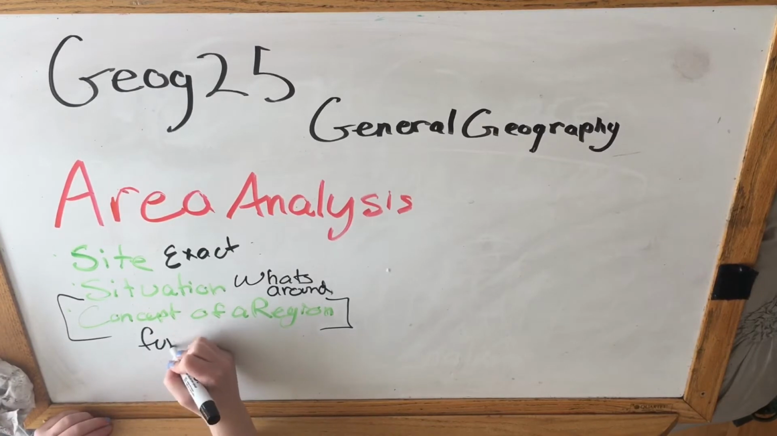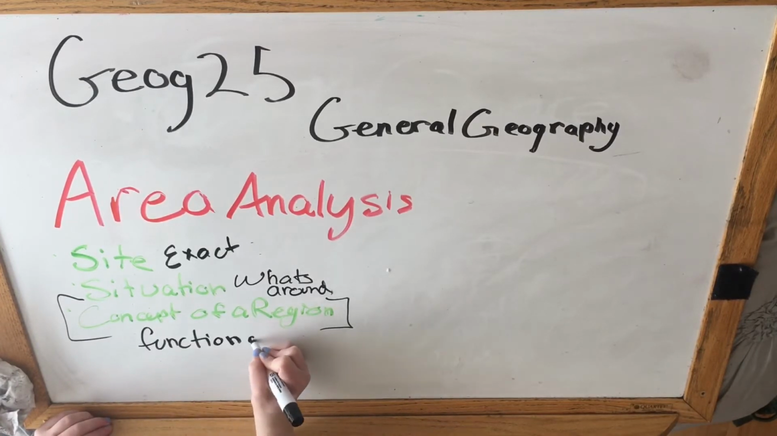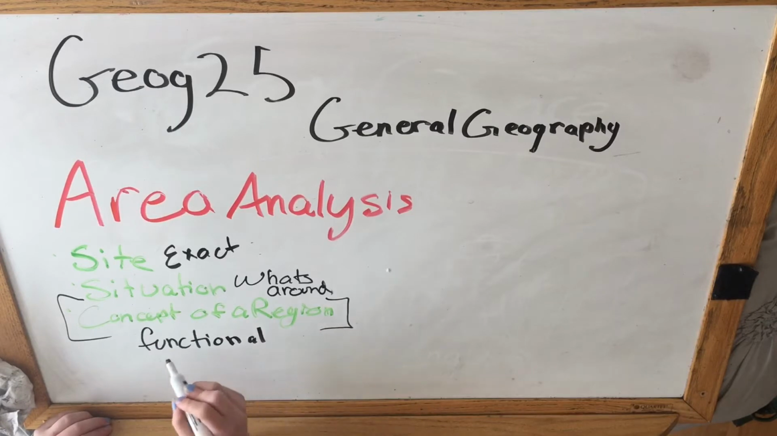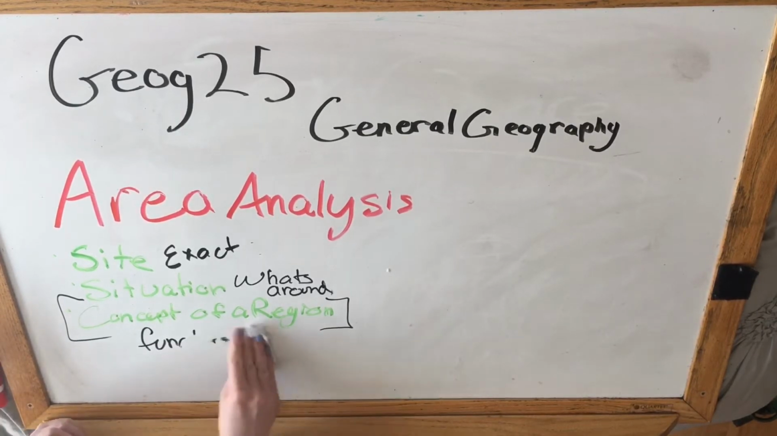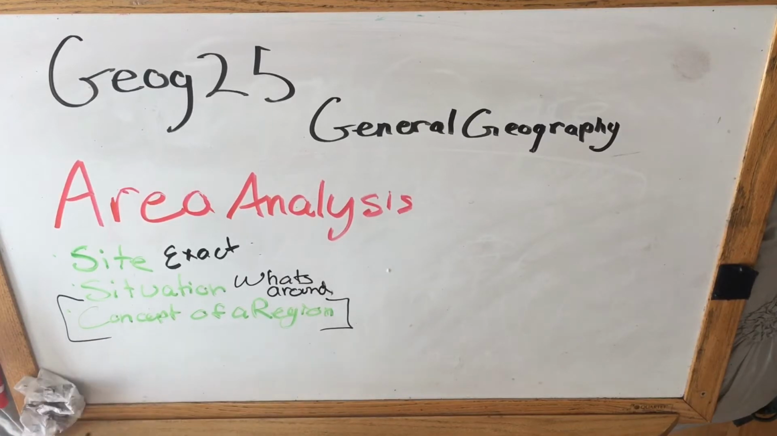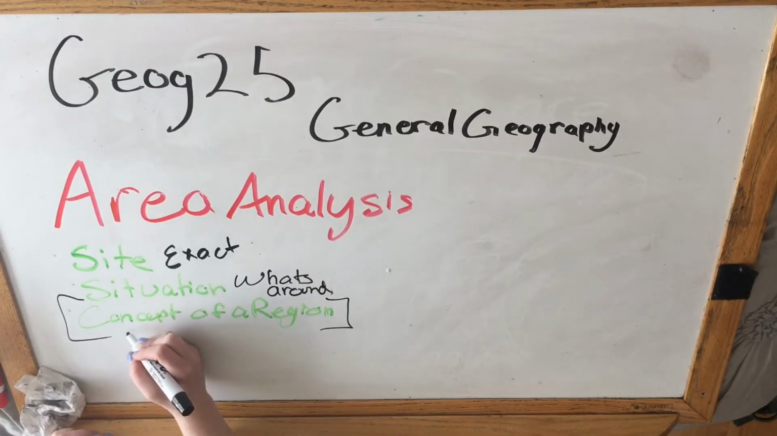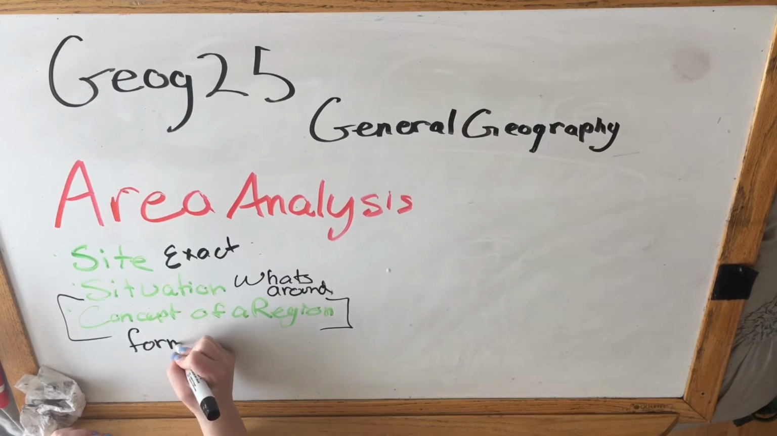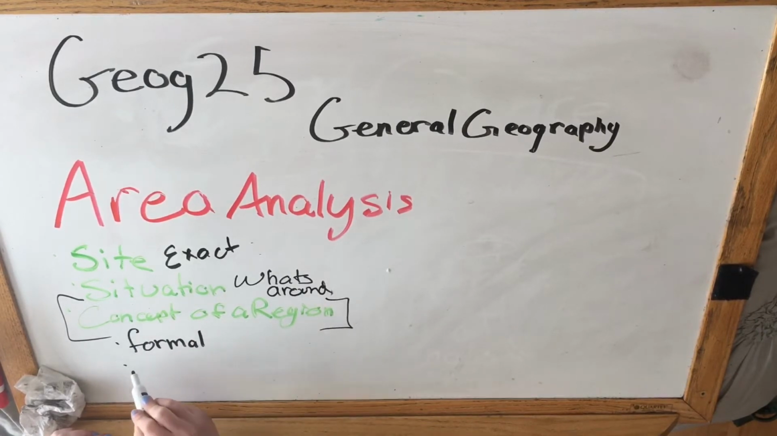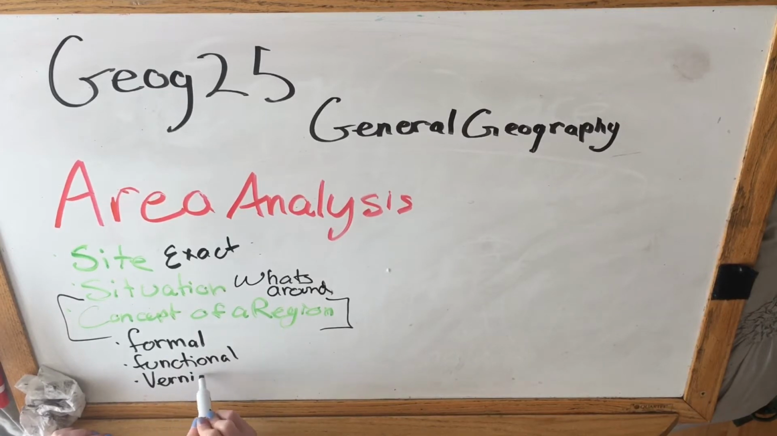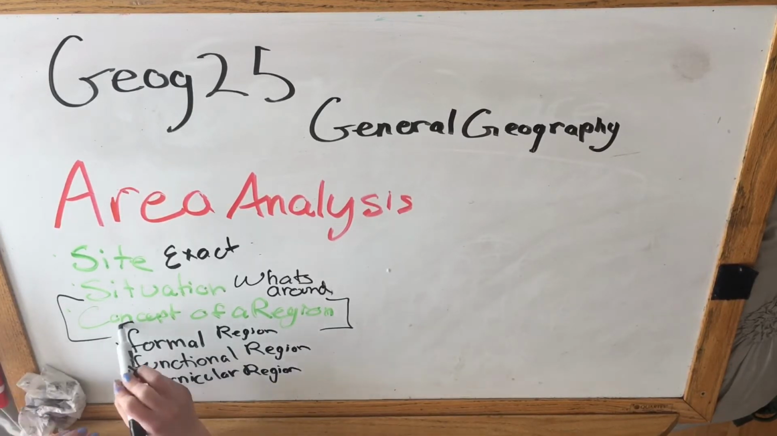So you have a functional region. You have a formal region. So we're going to actually switch these around. With the three types of regions, you have a formal region, you have a functional region, and a vernacular region. We're going to start with this formal region here.